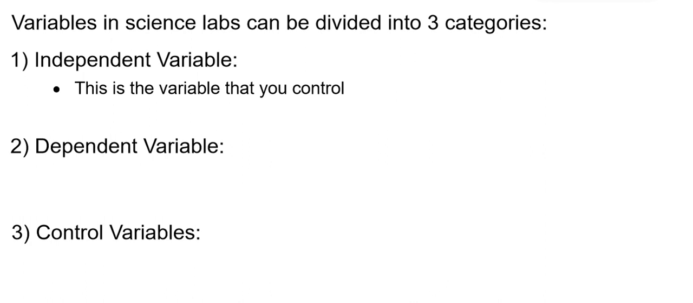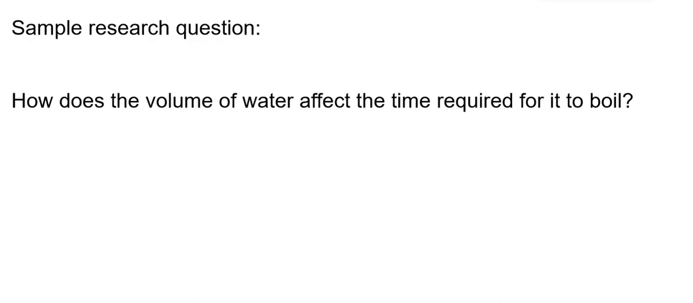To understand this a little bit better, let's go through a sample research question. And we'll keep it fairly simplistic, but it will allow us to picture and visualize what's going on, I hope, as we work through these variables. So the research question I'm proposing here is, how does the volume of water affect the time required for it to boil?